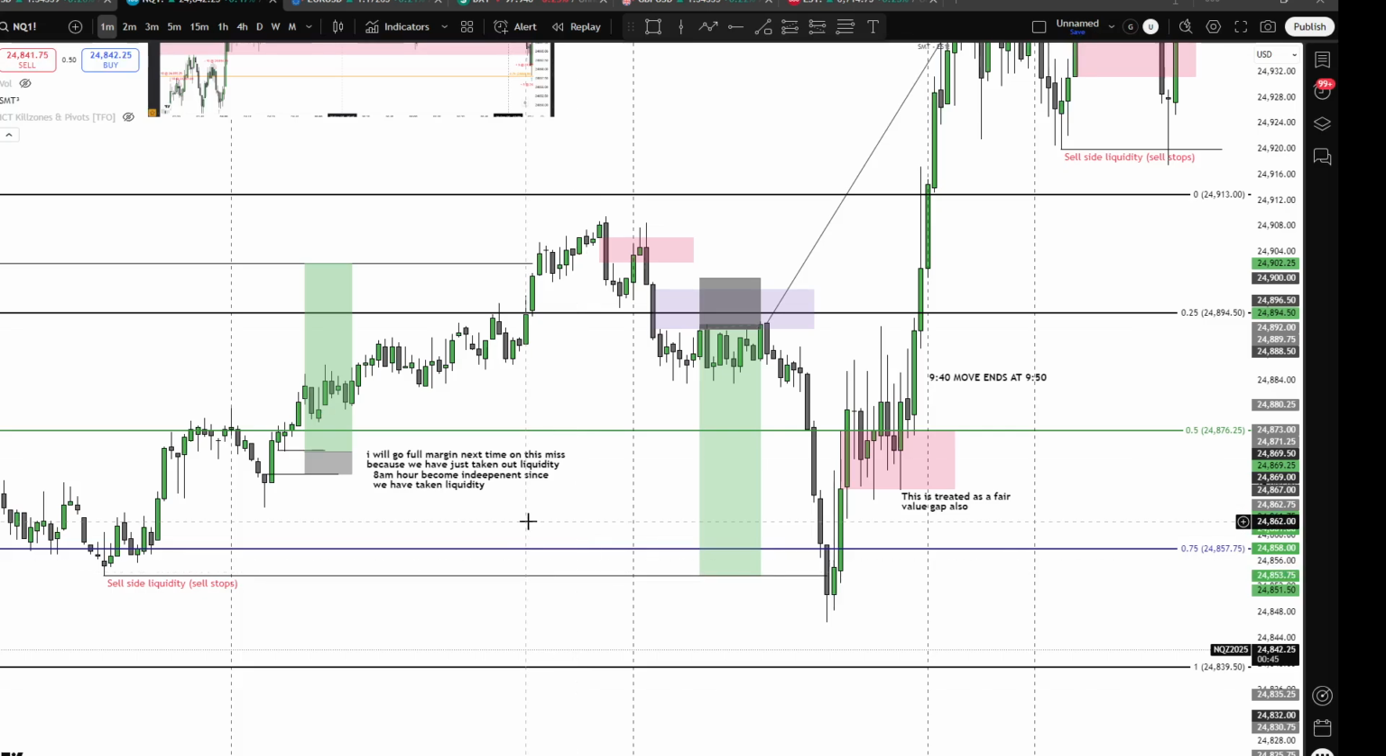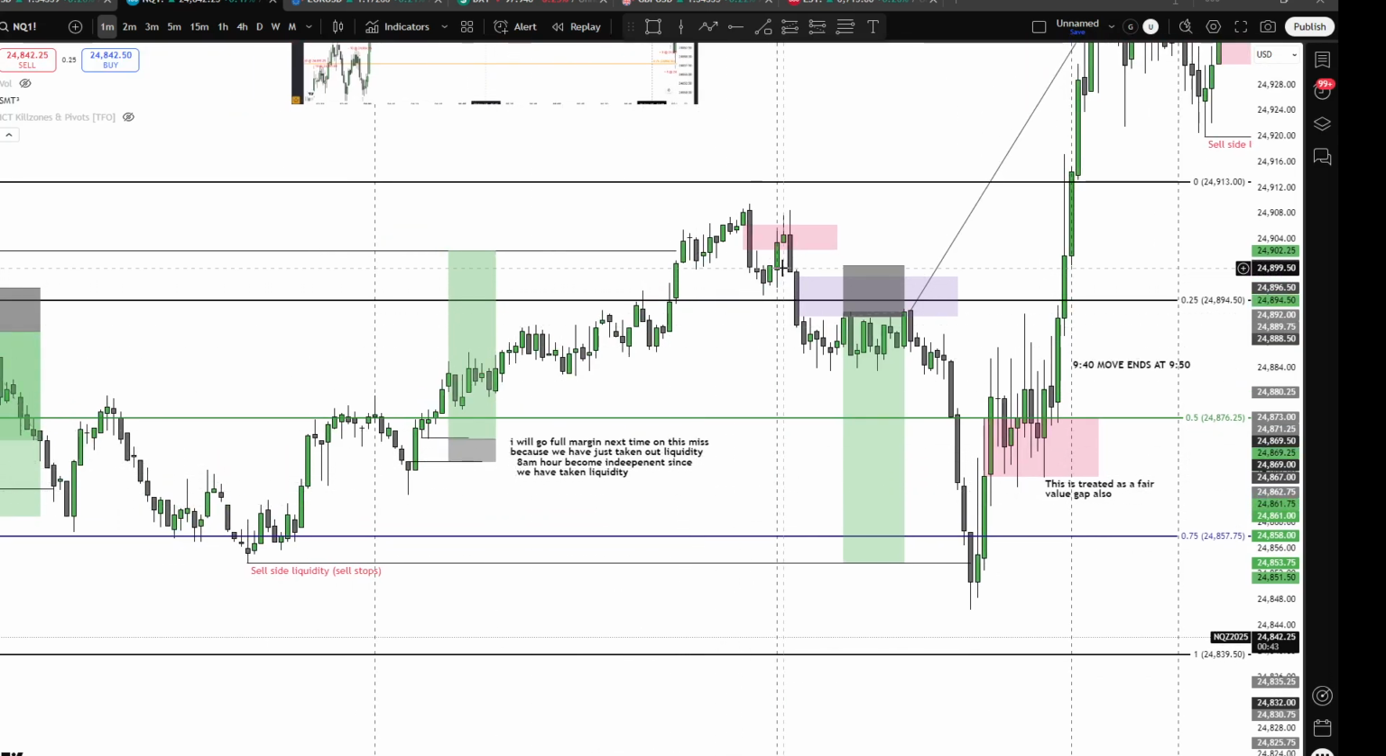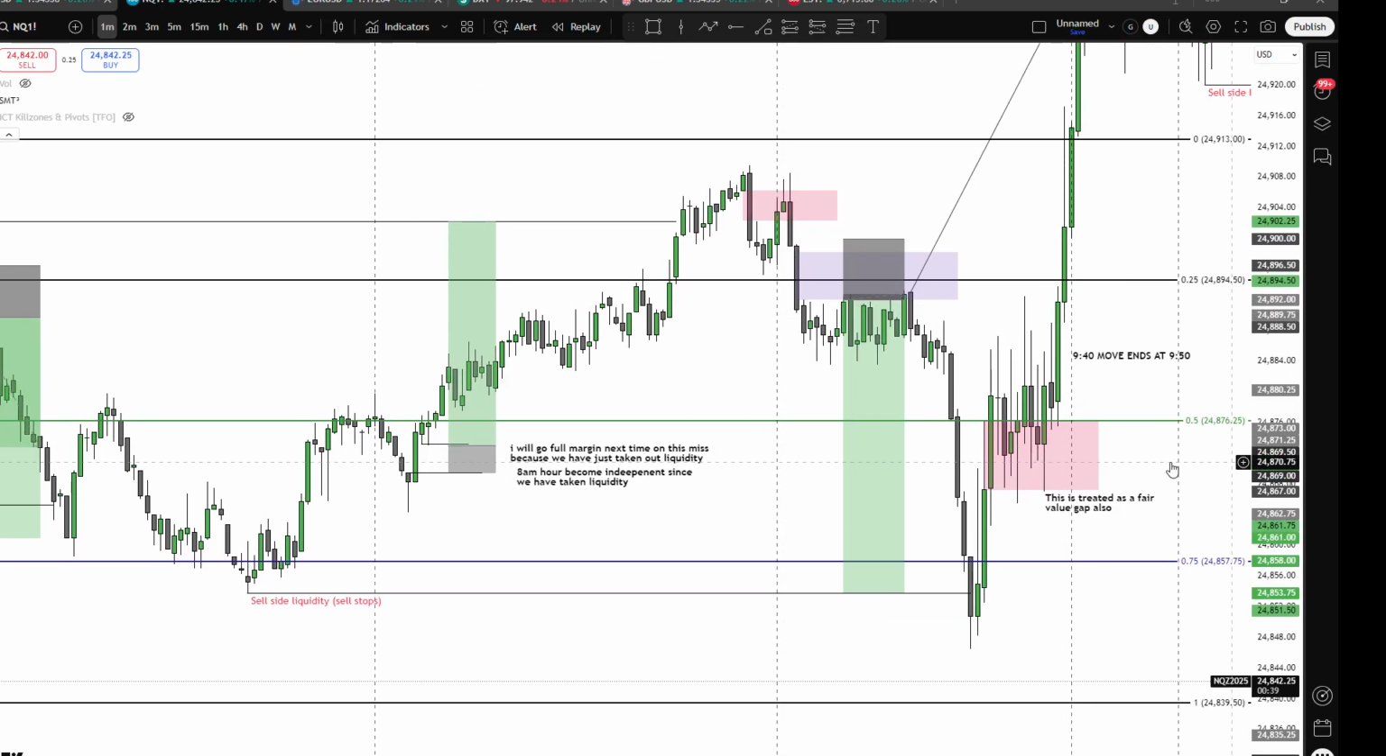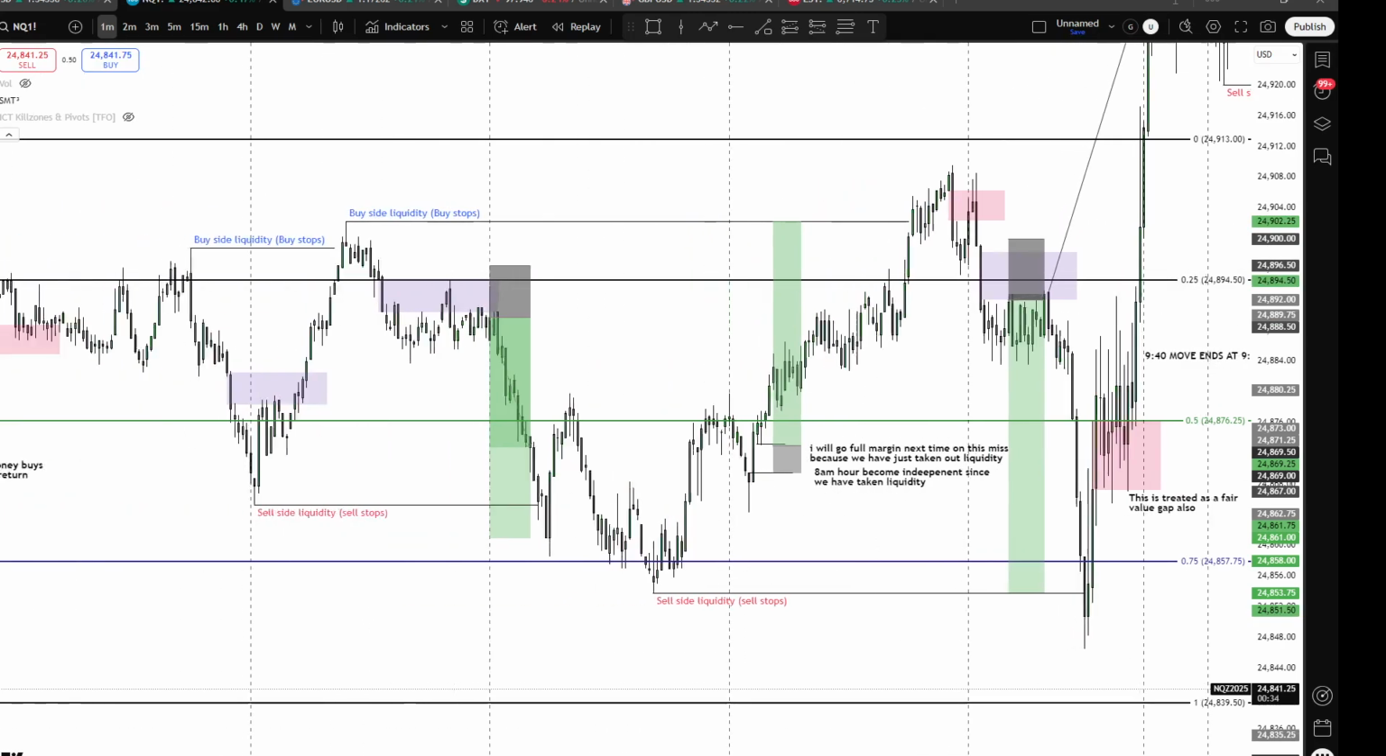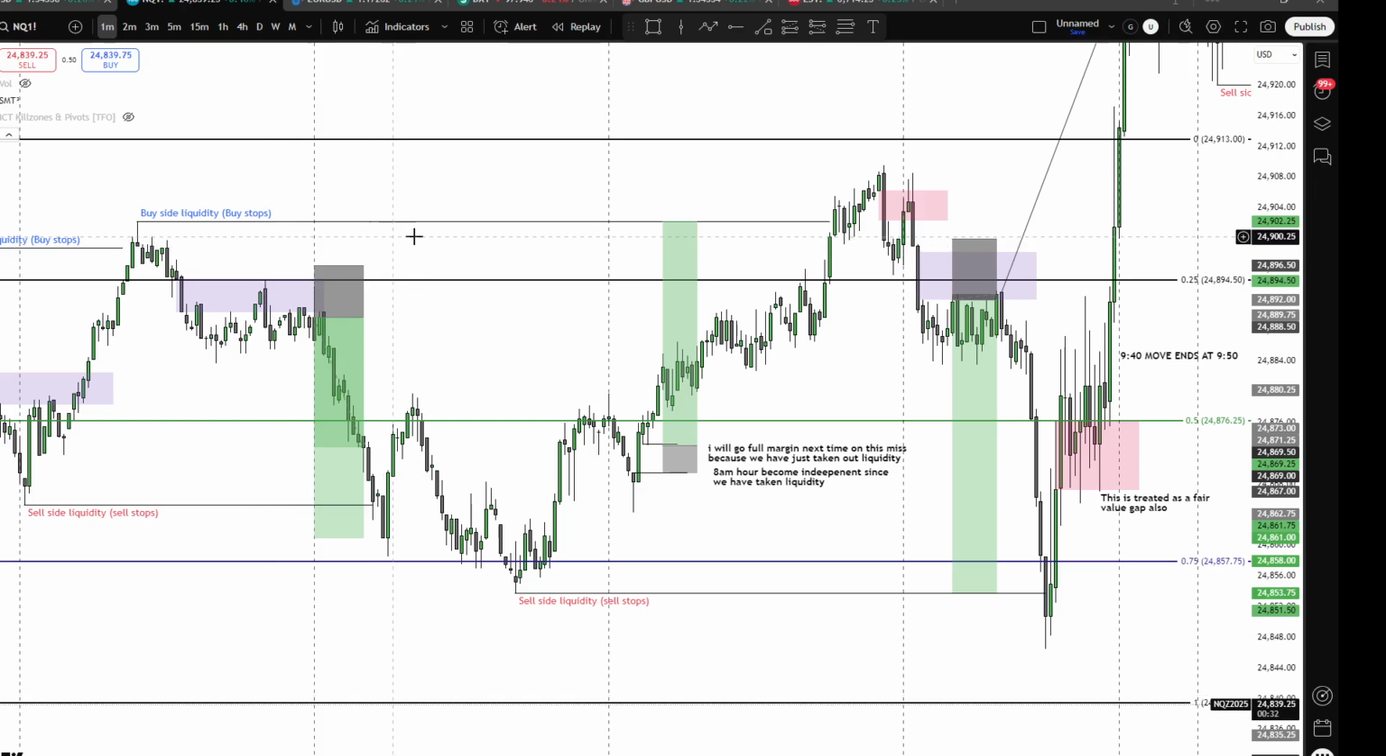So same thing. We are at 9. Ask myself, where have we been? We have just taken buy side liquidity. Where is buy side? Buy side is all the way up here. Now the lows for second buy side.